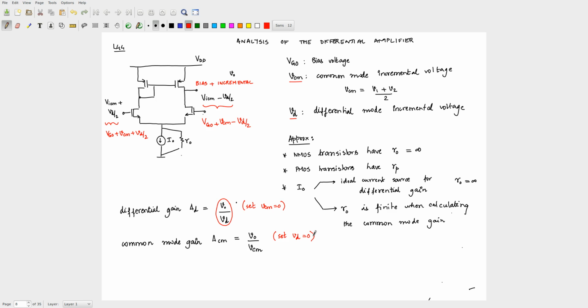It will become clear why we approximate the current source differently for the two cases. Ideally I just want to use R0 equal to infinity, because that is simple to calculate. But you will find that if I do that, I will not get a very sensible result for the common mode gain, and that is why I need to include a finite R0 while calculating the common mode gain.